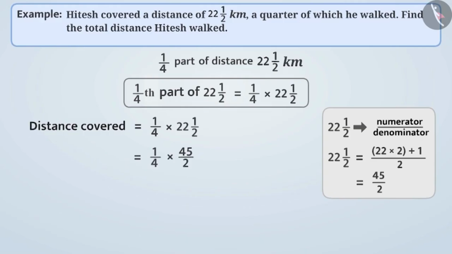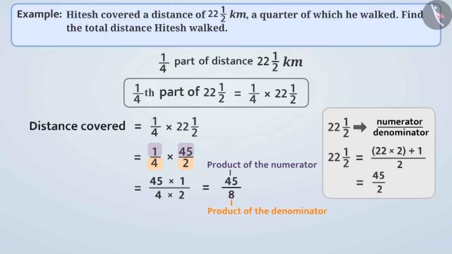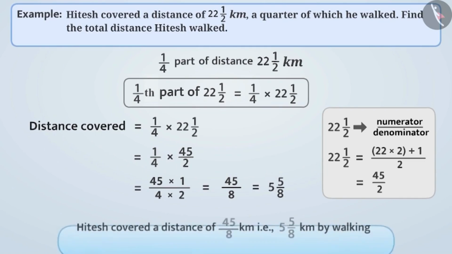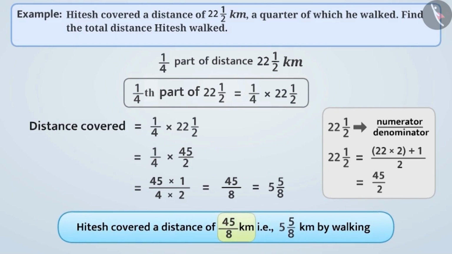When multiplying rational numbers, we will multiply the numerator of both numbers. Here, 45 into 1 is equal to 45. Similarly, multiply the denominators of both the numbers, the product of which will be 4 into 2, which is 8. Now, we express the result as the product of the numerators divided by the product of the denominators, that is 45 by 8. We can write this as 5 by 8. Now we can conclude that Hitesh covered 45 by 8 kilometers distance by walking or 5 by 8 kilometer distance by walking.